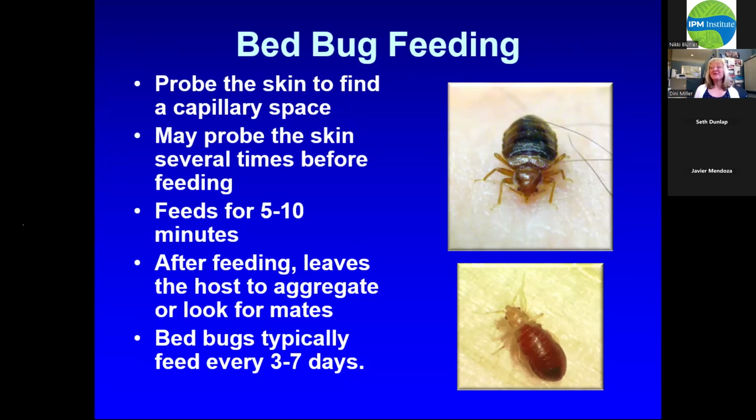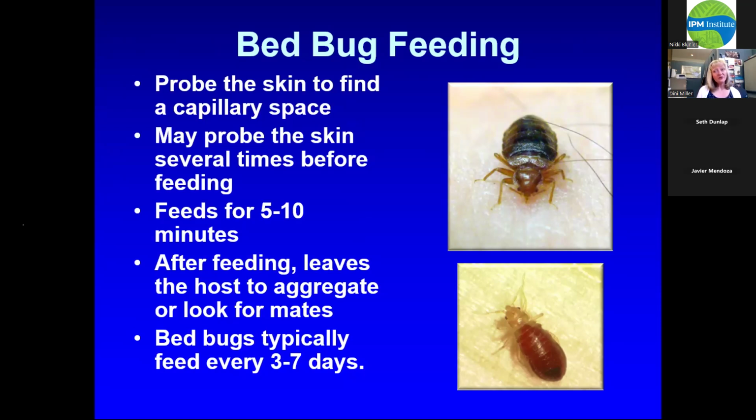No, they will poke. They have piercing, sucking mouth parts, and they will poke your skin multiple times because they're looking for a capillary space. And if they hit that capillary space, then your blood pulse actually pumps the blood right into their head. So they don't suck the blood out of you. They actually just have it pumped into their head. Then they have a pump in their head that sends it to their abdomen, the big fat part in the back. And they feed for about 5 to 10 minutes.